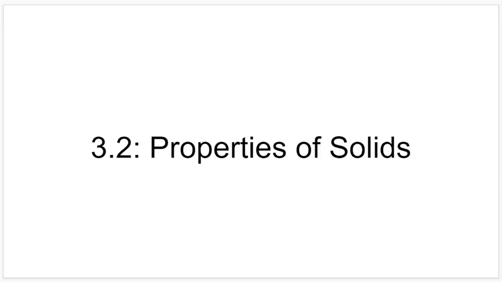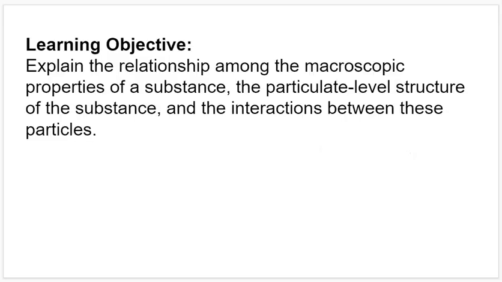Hello, AP Chemistry students. We're now in section 3.2 on the properties of solids. Our learning objective for this one is to explain the relationship among the macroscopic properties of a substance, the particulate level structure of the substance, and the interactions between these particles.